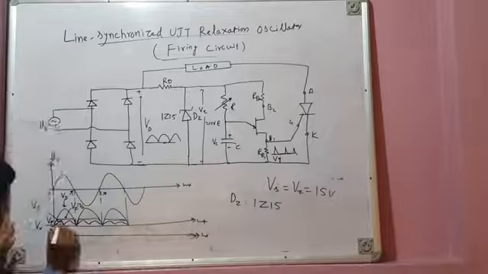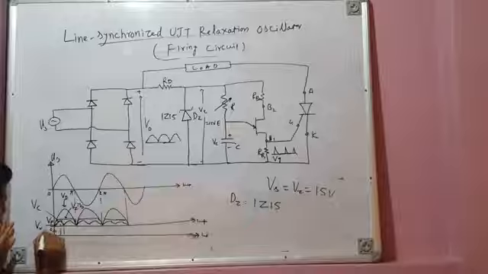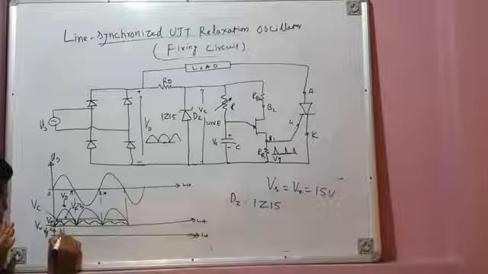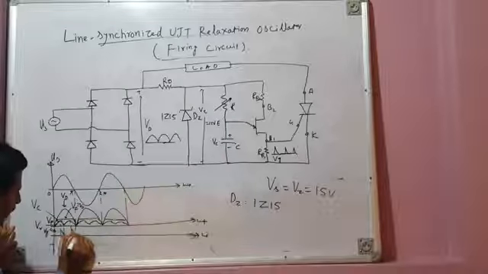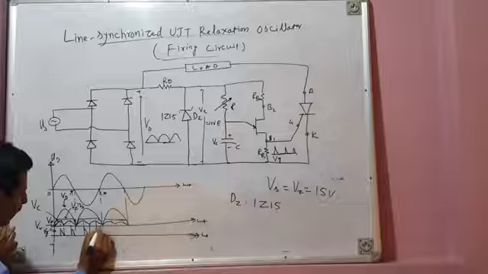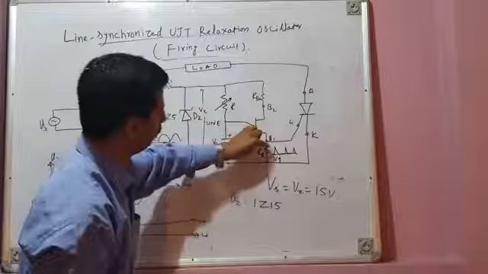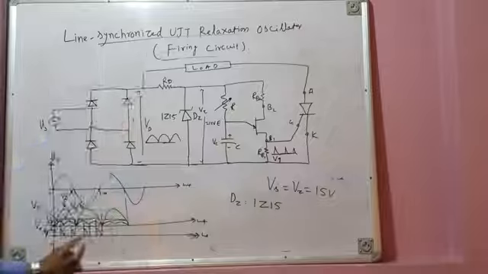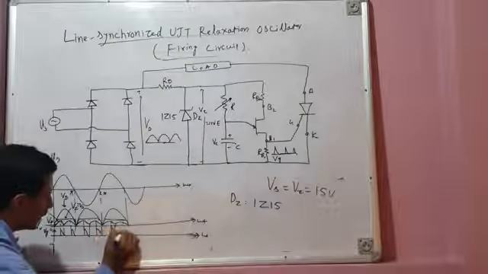You get the first firing pulse when the capacitor discharges the first time. I will write here VG. VG means firing pulse. This is the first firing pulse. Next firing pulse you get here. Next firing pulse you get here. So whenever the capacitor discharges, it discharges through RB1, and this capacitor voltage appears across RB1 as a firing pulse. So you can see in each half cycle you get 2 firing pulses.